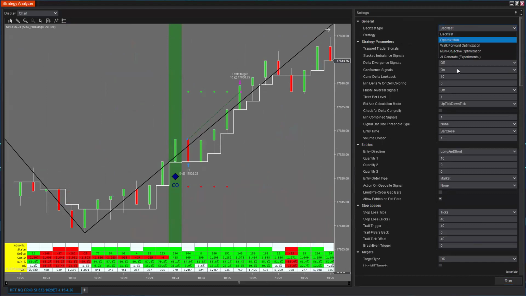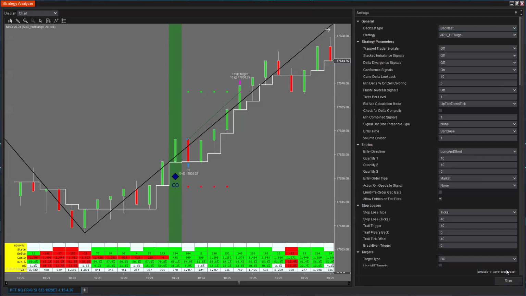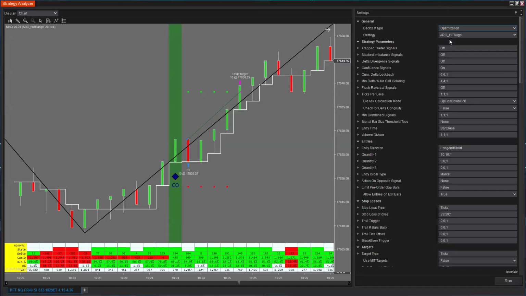Okay, so what we're going to do is go to optimization. And the numbers did not carry over from my back test. So what I need to do is go in here and pull up the template again. And then pull up the template again. Seriously? What is going on? That's great. None of them are pulling over. That doesn't make any sense.